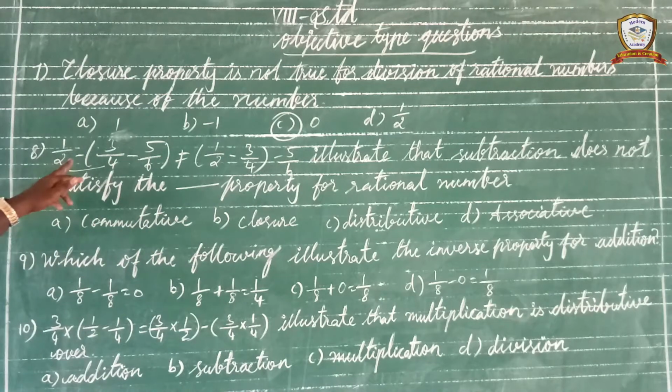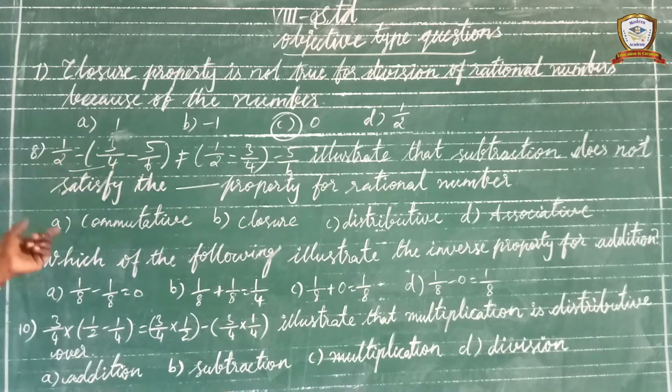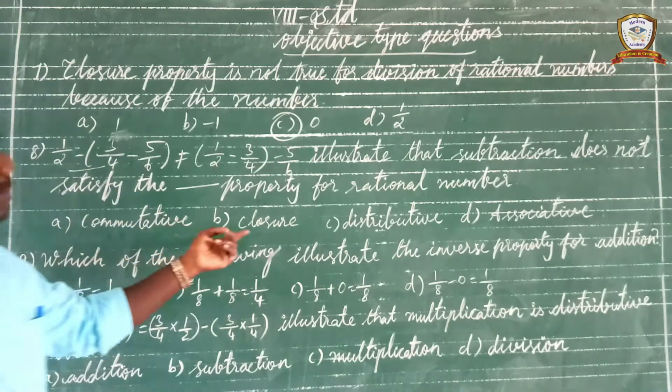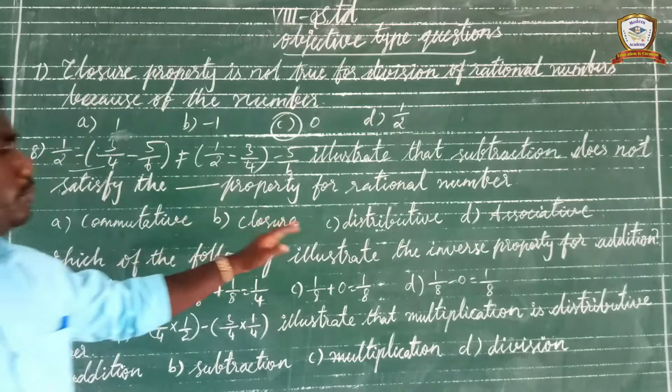So what is the first one? Here I give this one first option, commutative property. This one, addition or subtraction. Commutative property: a minus b is equal to b minus a. So this one is not. The next, closure property: a minus b is also a rational number. This is also not.